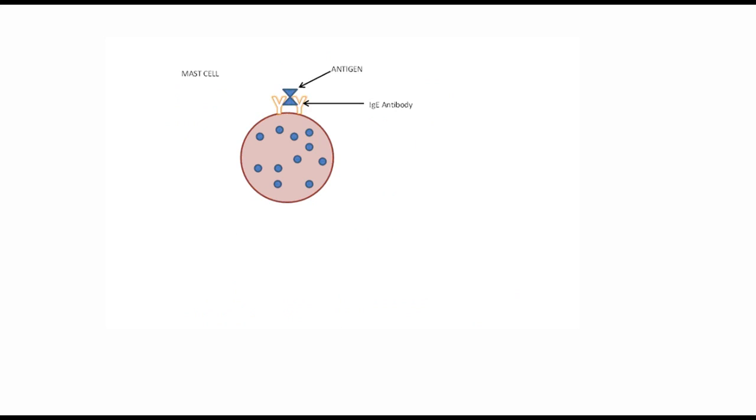Now let's go in further into this and see how it really acts. This is an example of a mast cell. You see the antigen and the IgE antibody there reacting. Now let's talk about some of the mediators that are released during this time. The first one we're going to talk about is histamine. Histamine is a potent vasodilator, resulting in significant reductions in blood pressure when released in excessive amounts.